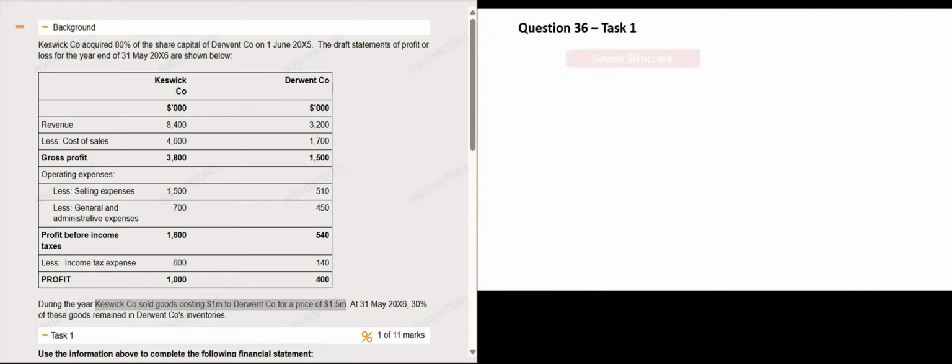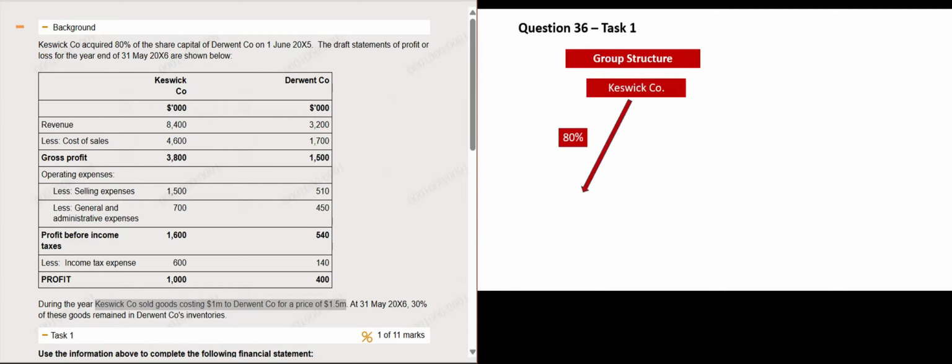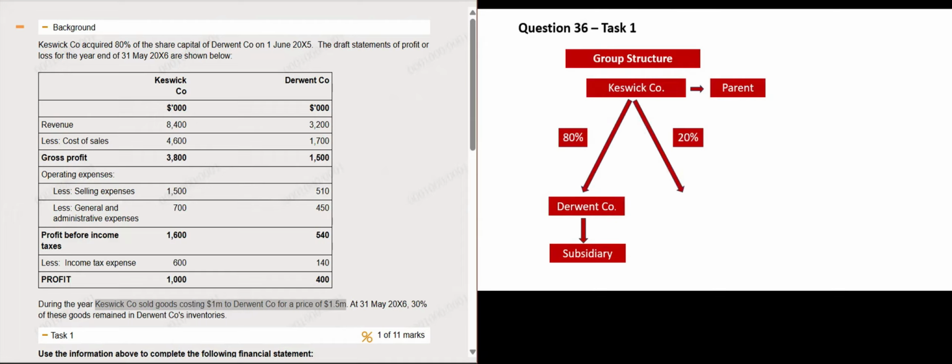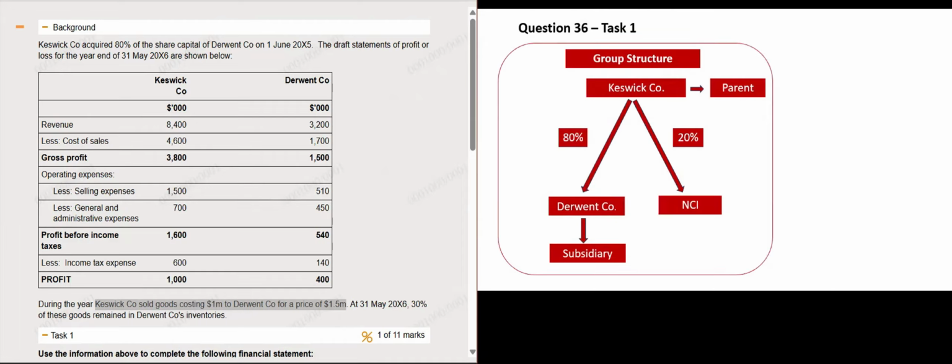And for this, let's analyze the group structure in the backdrop of the information that relates to task 1. We can see that Caswick acquired 80% of the share capital of Derwent on the 1st of June 2005. As Caswick owns more than 50% of the share capital of Derwent, it is the parent company, and Derwent is therefore the subsidiary company. The remaining 20% of the share capital is owned by the shareholders who don't control the company and are thus called the non-controlling interest, or NCI.